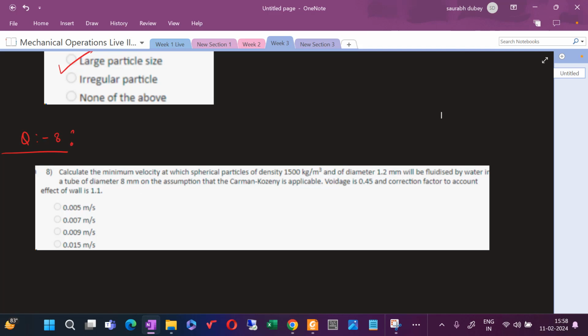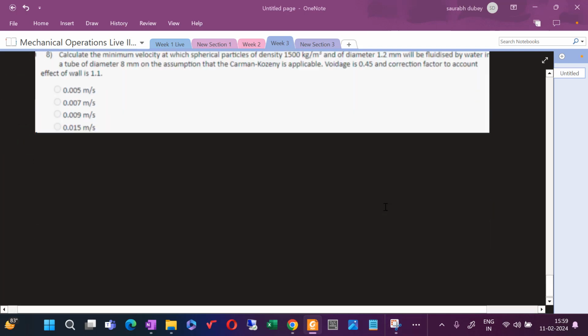Calculate the minimum velocity at which a spherical particle of density 1500 kg per meter cube and diameter 1.2 mm will be fluidized by water in a tube of diameter 8 mm, on the assumption that the Karman-Kozeny equation is applicable. The voidage is 0.45 and the correction factor to account for the effect of the wall is 1.1. Now we are going to solve this.